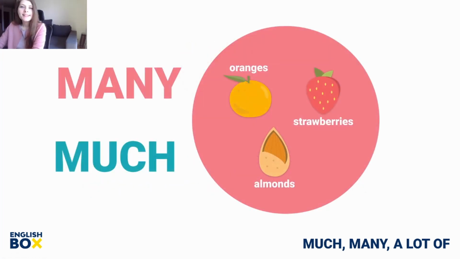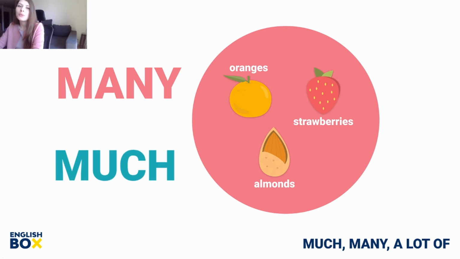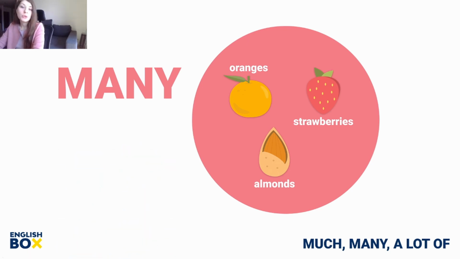Now let's have a look at some other examples of countable nouns. These are oranges, strawberries, almonds, tomatoes, something not related to food, pencils, highlighters, notebooks. All these nouns are countable and so they should be used with many and never ever with the word much. So you say many oranges, many strawberries, many almonds.